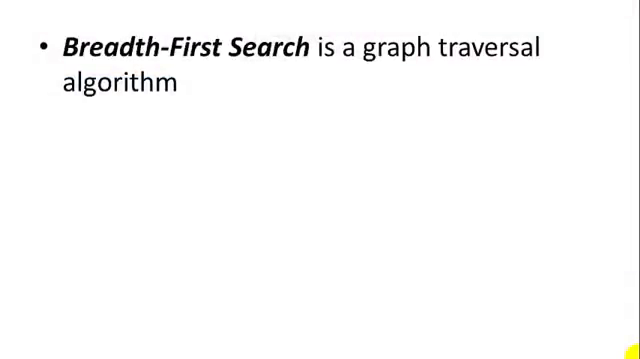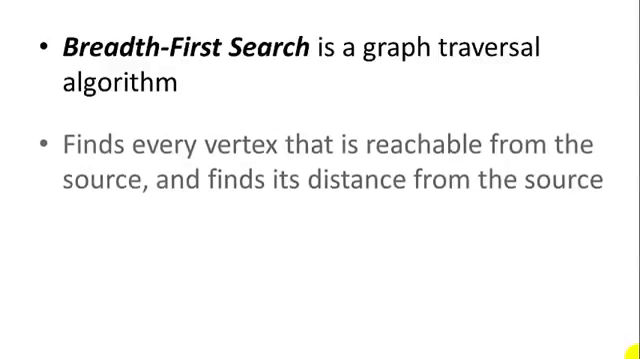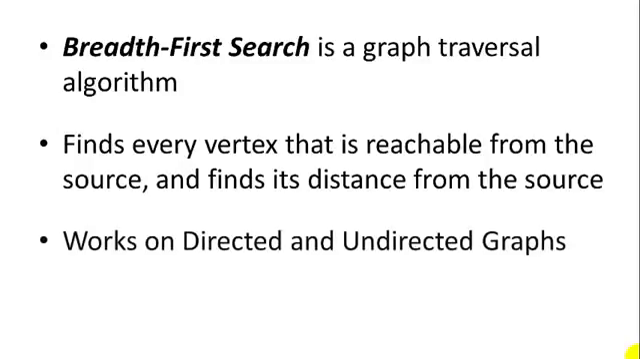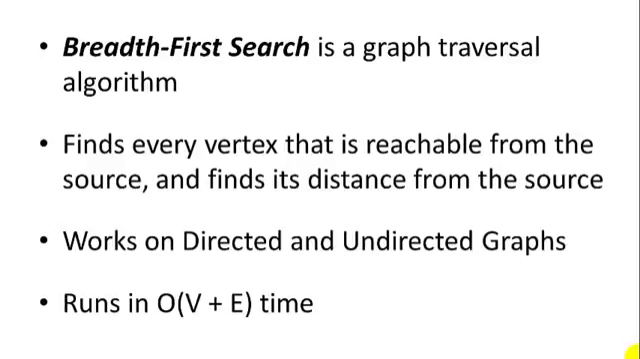So breadth first search is a graph traversal algorithm. It finds every vertex that is reachable from a source vertex, and it finds each vertex's distance from the source. And the distance is the number of edges it has to traverse to reach that vertex. It works on directed and undirected graphs. And it runs in big O of V plus E time, where V is the number of vertices in the graph and E is the number of edges.